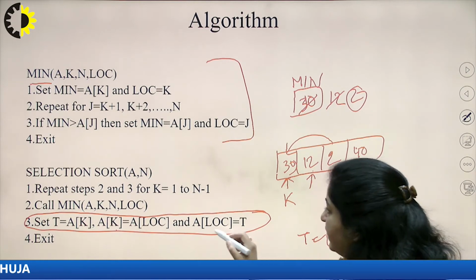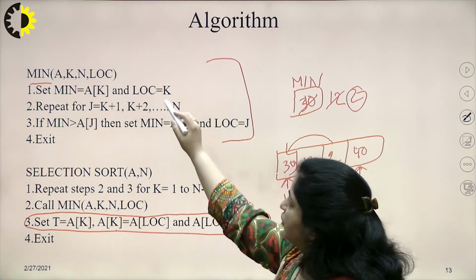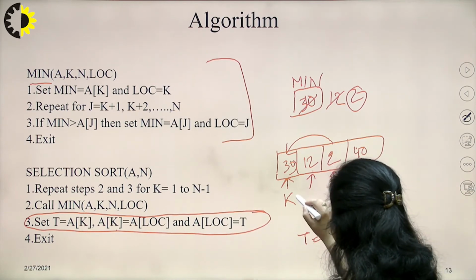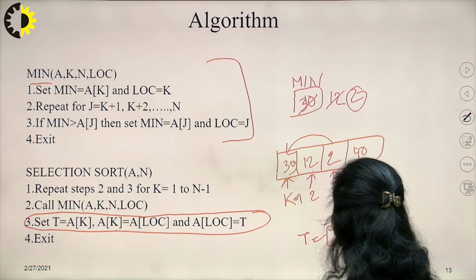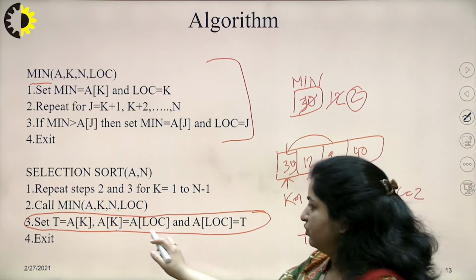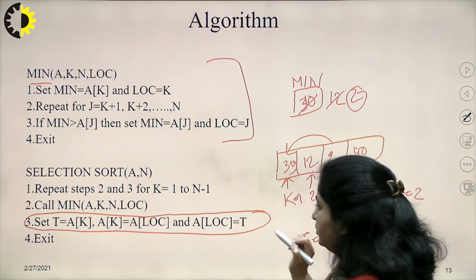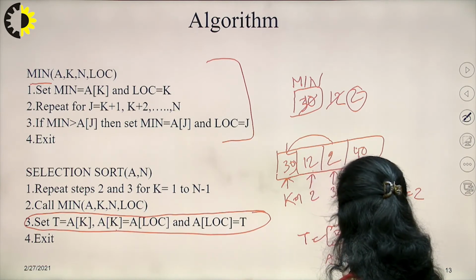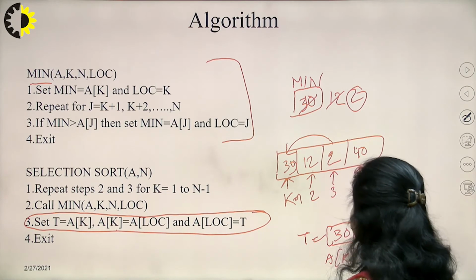So a loc here is what? The location of the minimum value which we got over here, fine. So like this was k equal to 1, this was 2, this is 3. So loc is containing the value 2, fine. So a2 value is 2 and ak is 30.